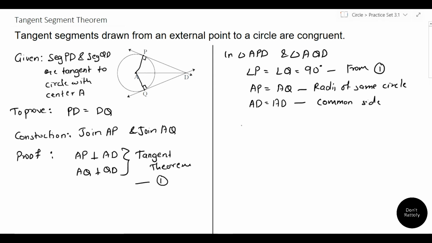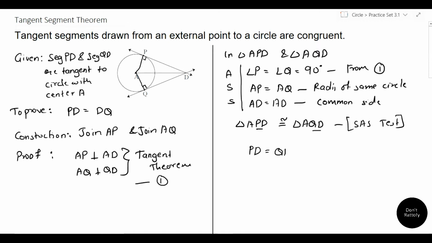With this, we can prove that triangle APD is congruent to triangle AQD. How? See, here I will show it. I have a side, I have an angle, I have a side. So by the side angle side test, we can say that triangle APD is congruent to triangle AQD. If this is the case, the corresponding sides are equal to each other. So, can I say that PD is equal to QD by corresponding sides of congruent triangles? I can say that PD is equal to QD.